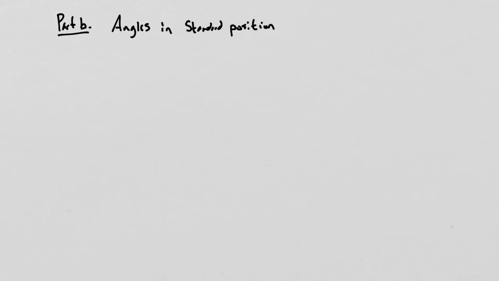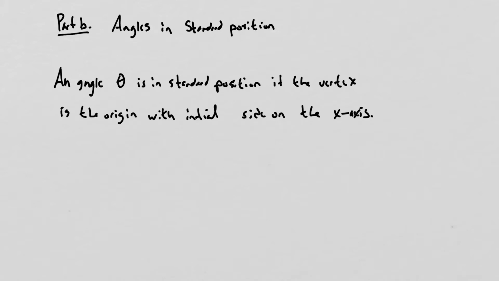We will say an angle is in standard position if the vertex is the origin with the initial side on the positive x-axis. Here are a few different examples of an angle in standard position.